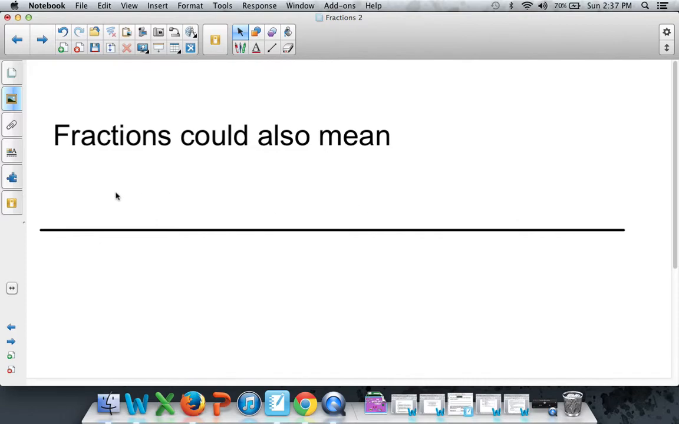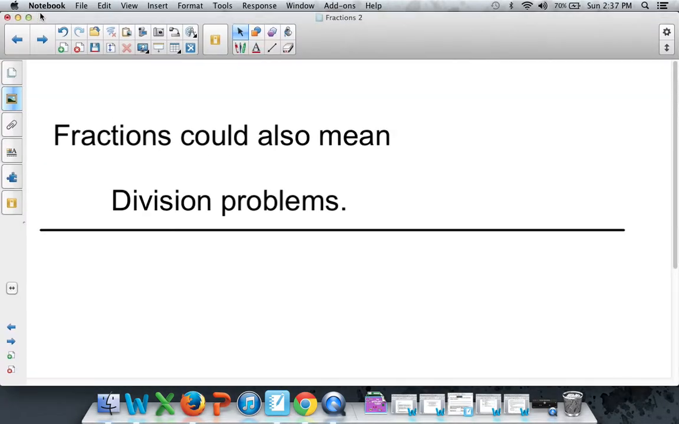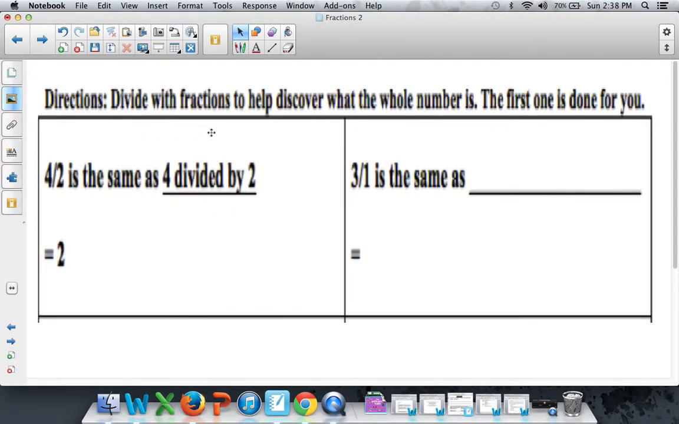Fractions, did you know, could also mean division problems. It's true. Let me show you what I mean by that. Divide with fractions to help discover what the whole number is. The first one is done for you. Here we have a fraction, 4/2. You can see it right there in the question.